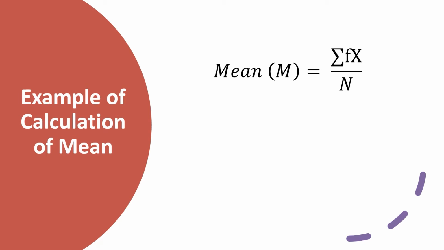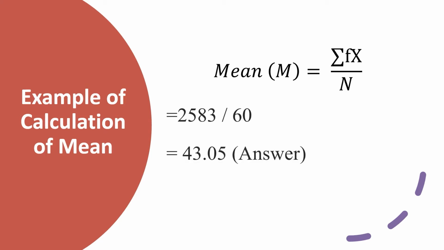Summation of fx we have already calculated in our earlier table, that is 2583, and the total number of cases is 60. So 2583 divided by 60 is 43.05. So here the mean in ungrouped data, when frequencies are given, is 43.05. After getting the mean, you can compare it with the individual score.